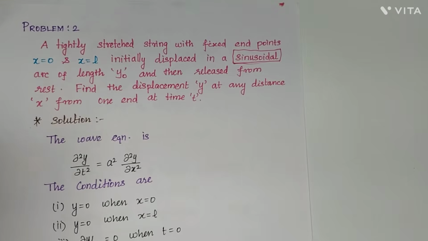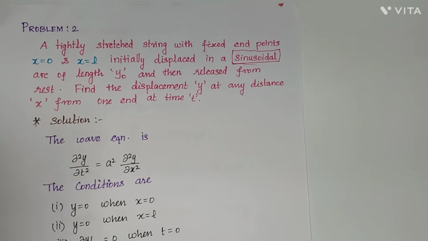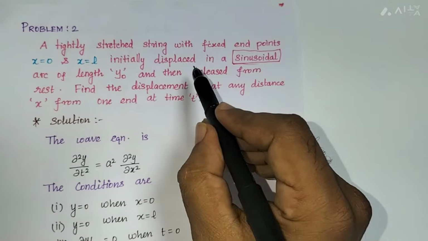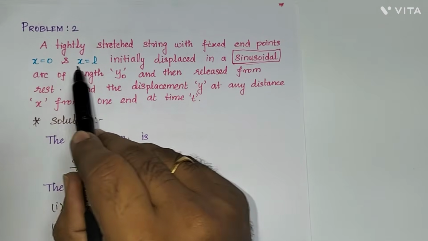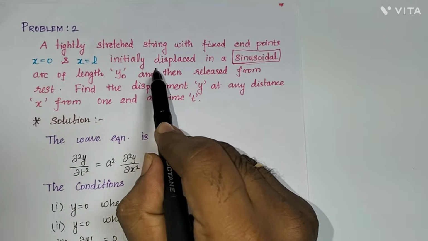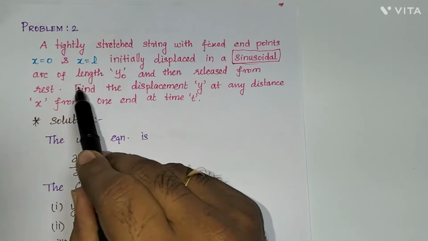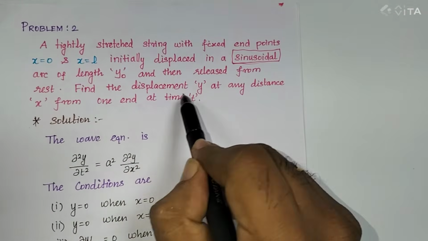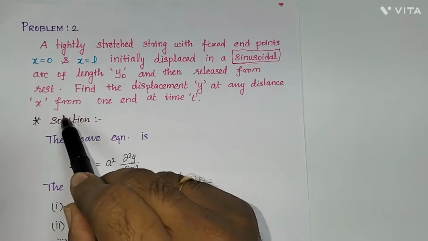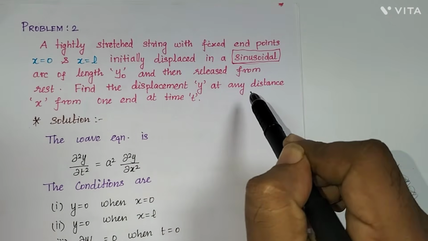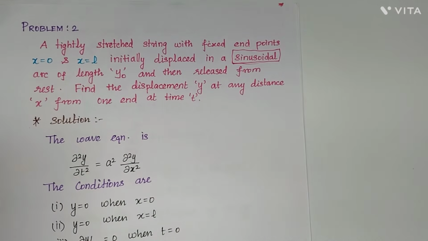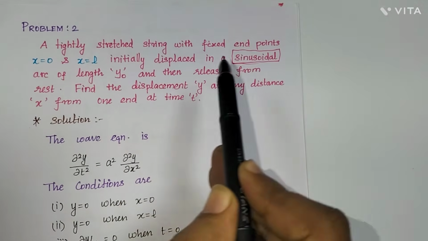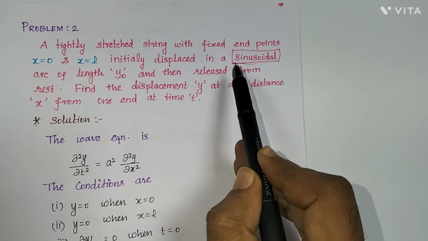So we already completed problem 1. Problem 2 is a continuation of problem 1. A tightly stretched string with fixed endpoints x equal to 0 and x equal to L is initially displaced in a sinusoidal arc of length y0 and then released from rest. Find the displacement y at any distance x from one end at time t. Here the same endpoints are given, x equal to 0 and x equal to L.